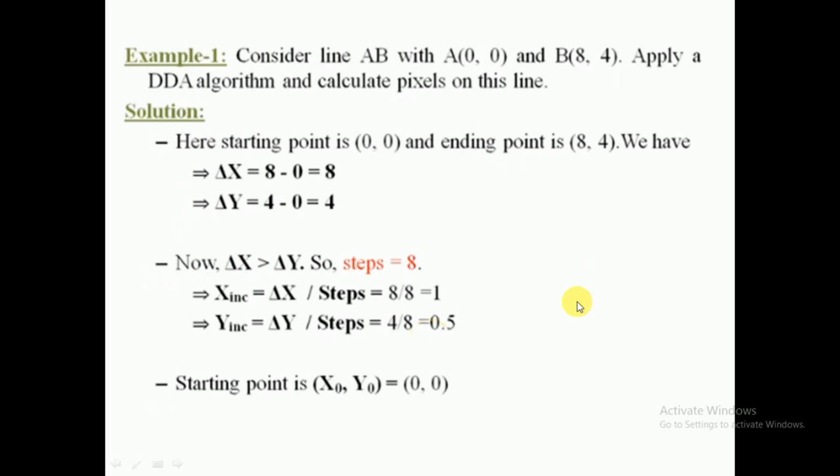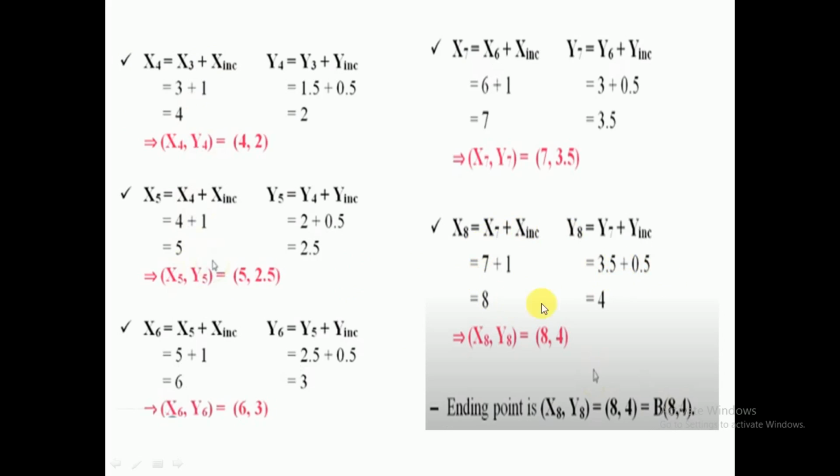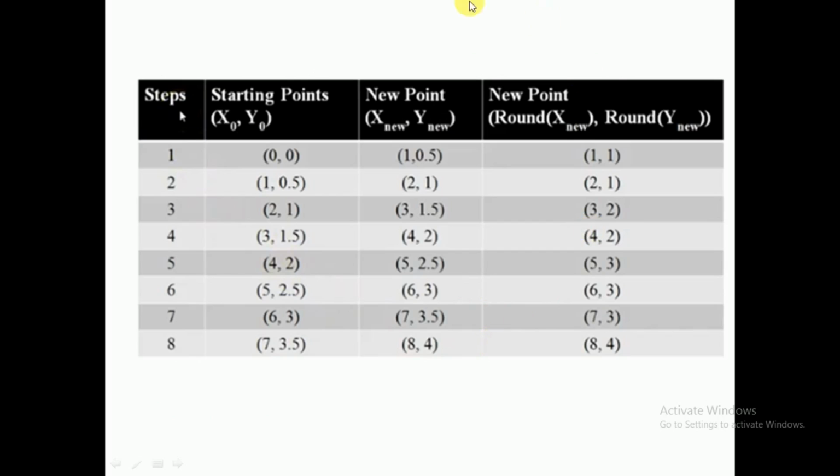You stop because the number of steps will become 0. Every time you are decrementing the number of steps, and once it becomes 0, the 8 steps are done. Then the end point values are 8, 4. If I aggregate this in a simple table, the number of steps are 8, the starting point is 0, 0, then the new point is 0.1, 0.5.